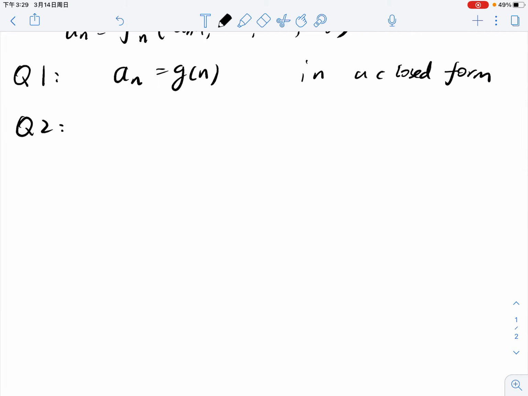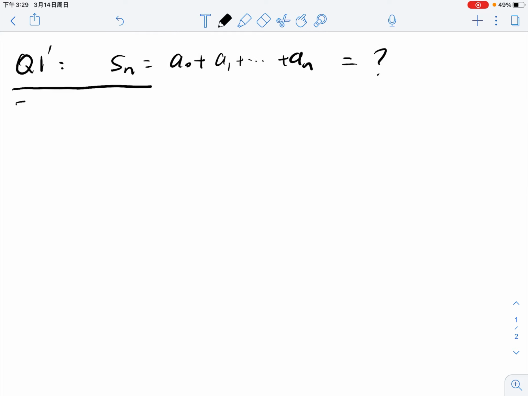And the second question is, if you can do that, can we have some, probably it's better to call it question 1 prime. If you can have a closed formula for An, can you sum them up just as what we usually do? Okay, before we start with the Fibonacci sequence, we first look at some examples.